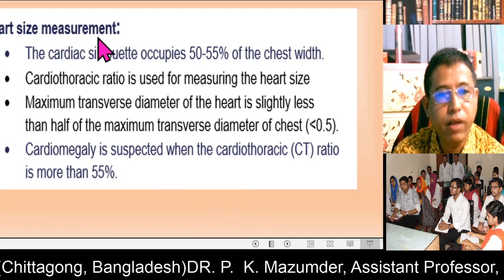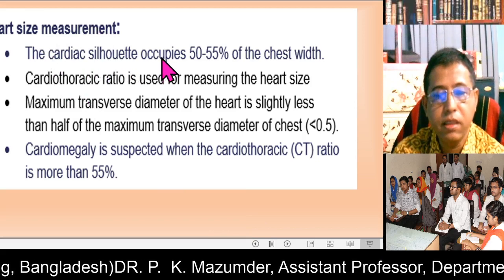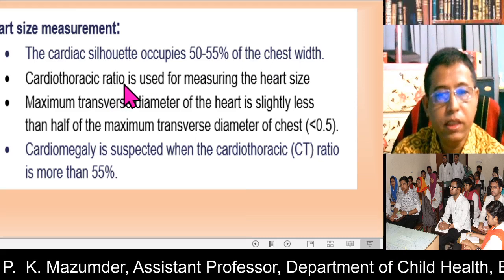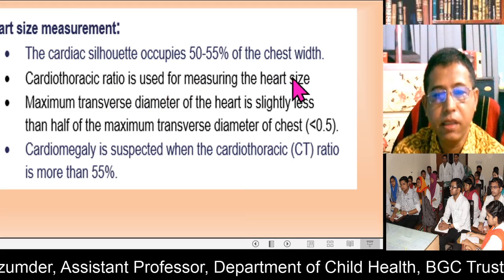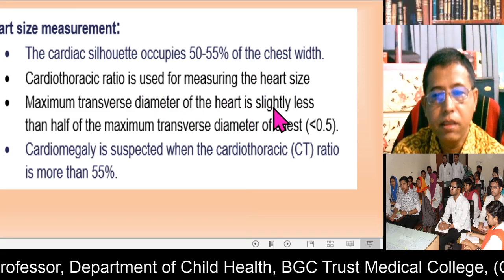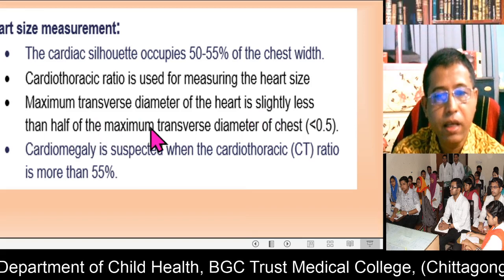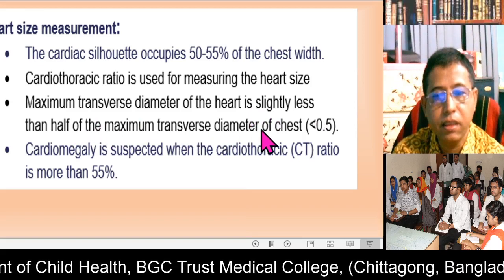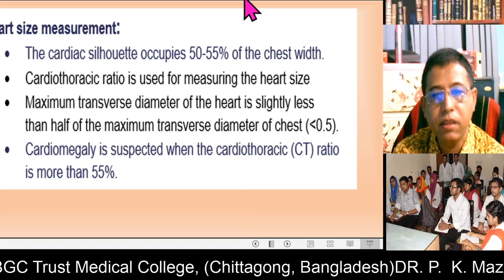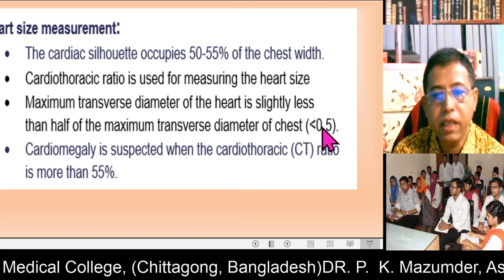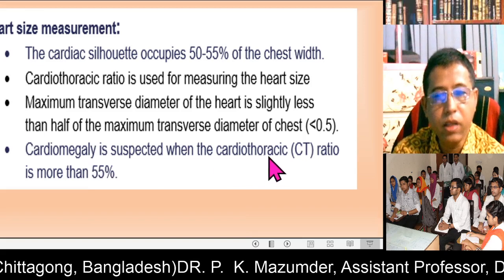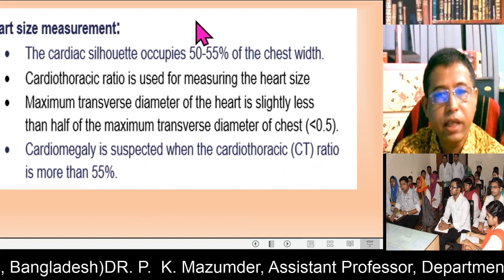Now heart size measurement. The cardiac silhouette occupies 50 to 58% of the chest width. Cardiothoracic ratio is used for measuring the heart size. The maximum transverse diameter of the heart is slightly less than half of the maximum transverse diameter of the chest, so the ratio is less than 0.5, and cardiomegaly is suspected when the cardiothoracic ratio is more than 55%.